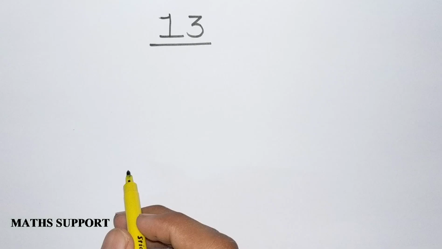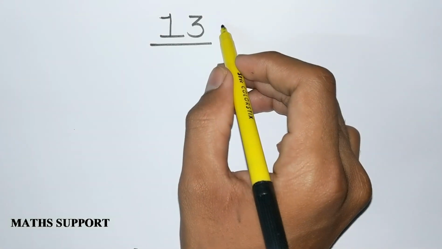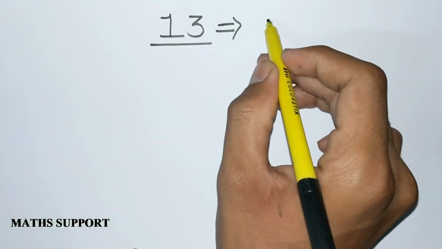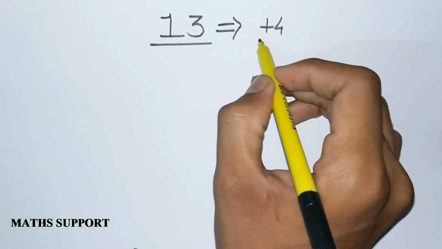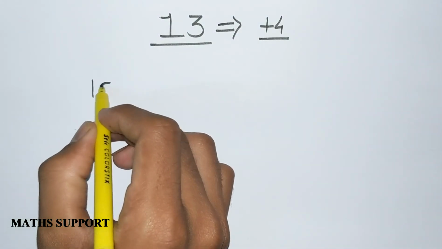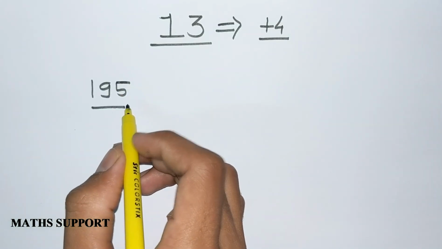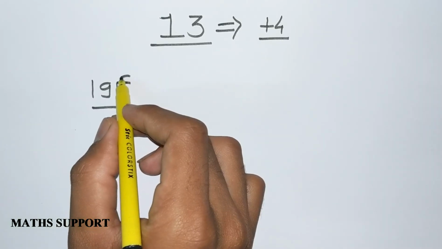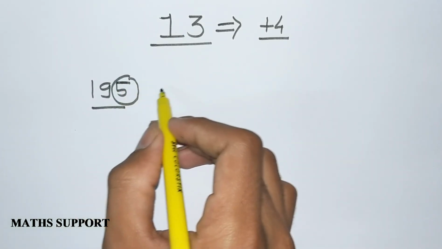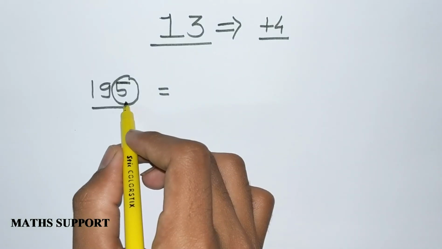That's all. Now let's see divisibility by 13. First of all, we'll discuss the code for 13, that is +4, but the procedure will be the same. Suppose you want to check whether 195 is divisible by 13 or not. We select the first digit. Now the code is +4, that means we multiply this number by 4.